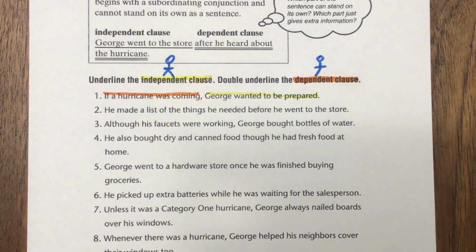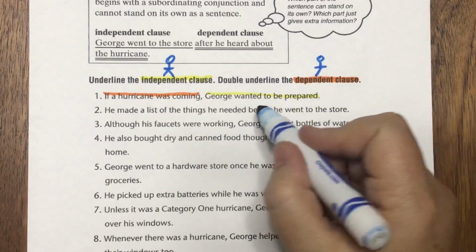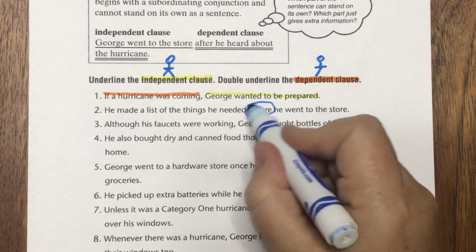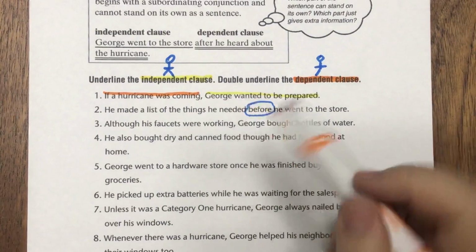That makes sense. Okay, this next one is a little trickier because it doesn't have a comma. He made a list of the things he needed before he went to the store. So what I want to look for is the conjunction. So the conjunction is before, which I'm noticing right here. Here's my conjunction, before. And that helps me to know where to separate the sentence.